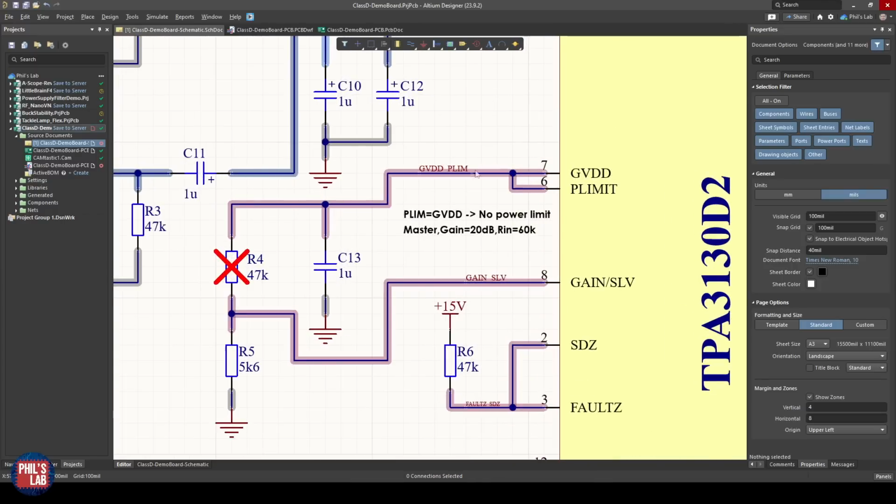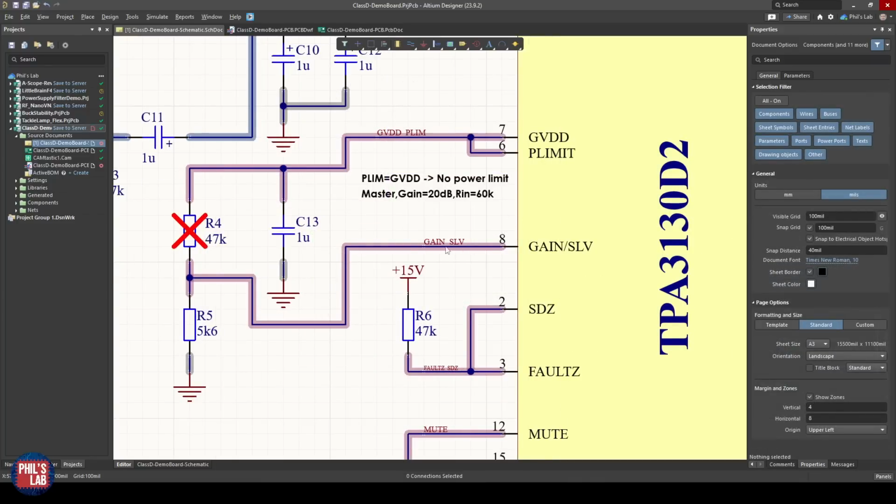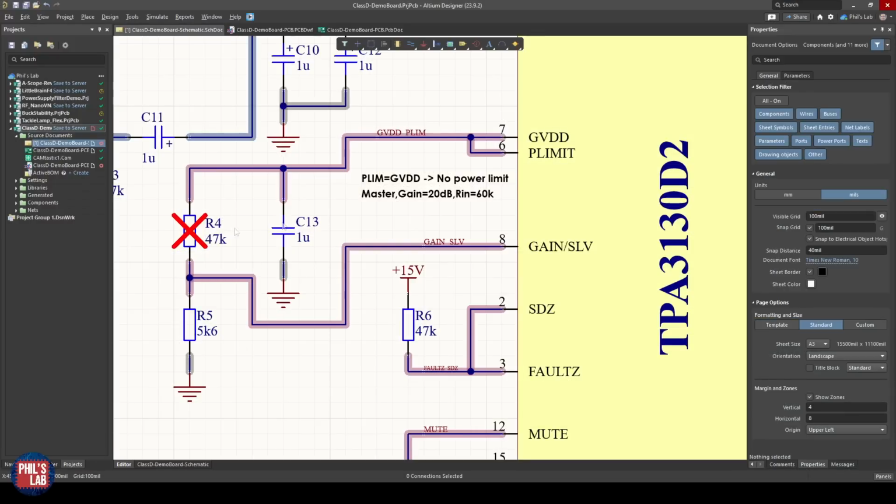GVDD needs to be bypassed and decoupled via a small ceramic capacitor. The next pin, pin 8, is this gain SLV pin. It selects the gain, as well as if it's master or slave mode, depending on the pin voltage divider. So we saw from the schematic, we have a voltage divider here, so this will adjust if it's a master mode, and also the gain.